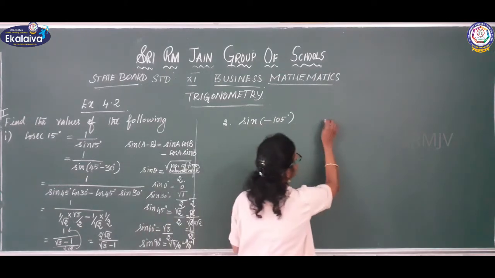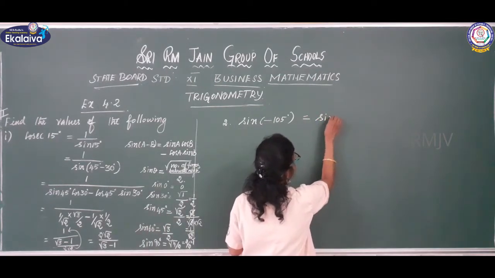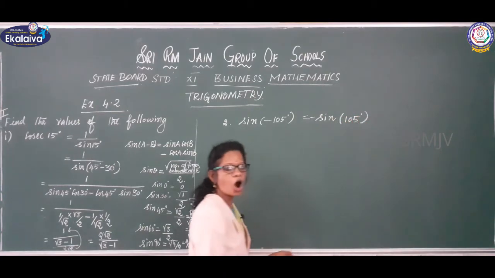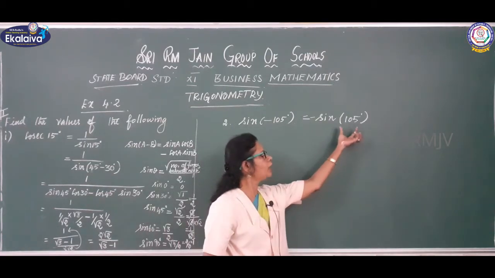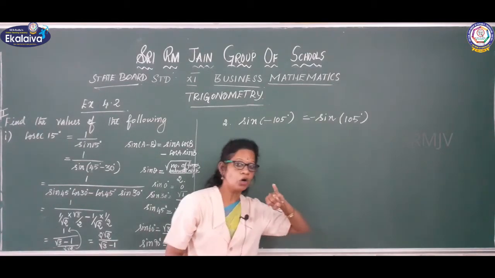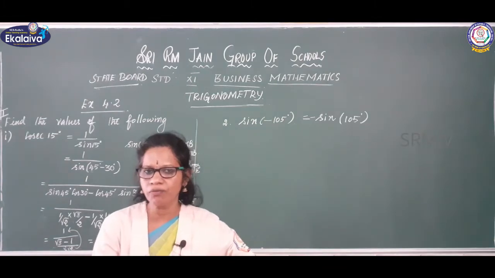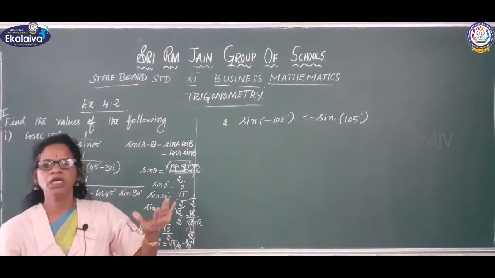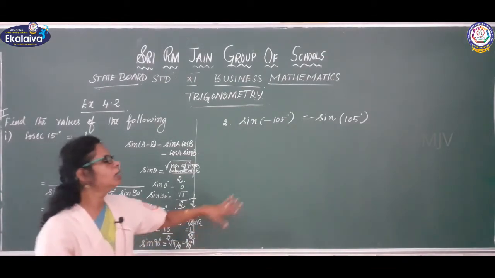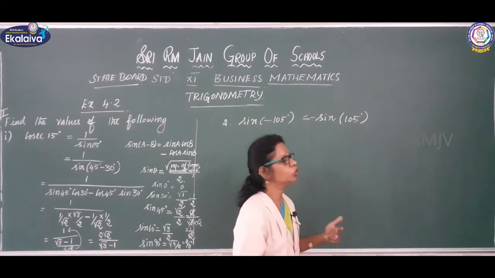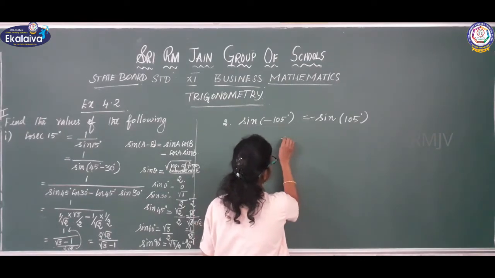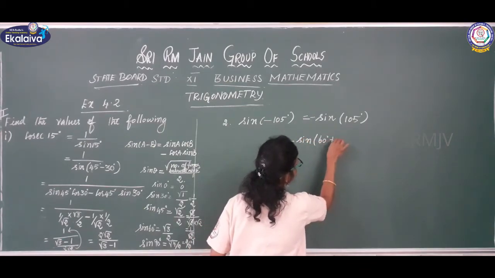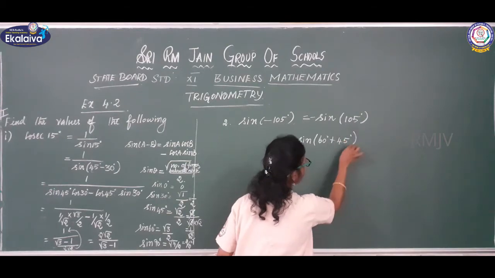See here, sine of minus theta equals minus sin theta, because it is an odd function, right? Now, 105 degree. We know what I said: 0 degree, 30 degree, 45 degree, 60 degree and 90 degree, 180, 270, 360. These only we know the values of, right? Here 105, how am I going to write? 105 is nothing but minus sine of 60 plus 45. Am I right, children?